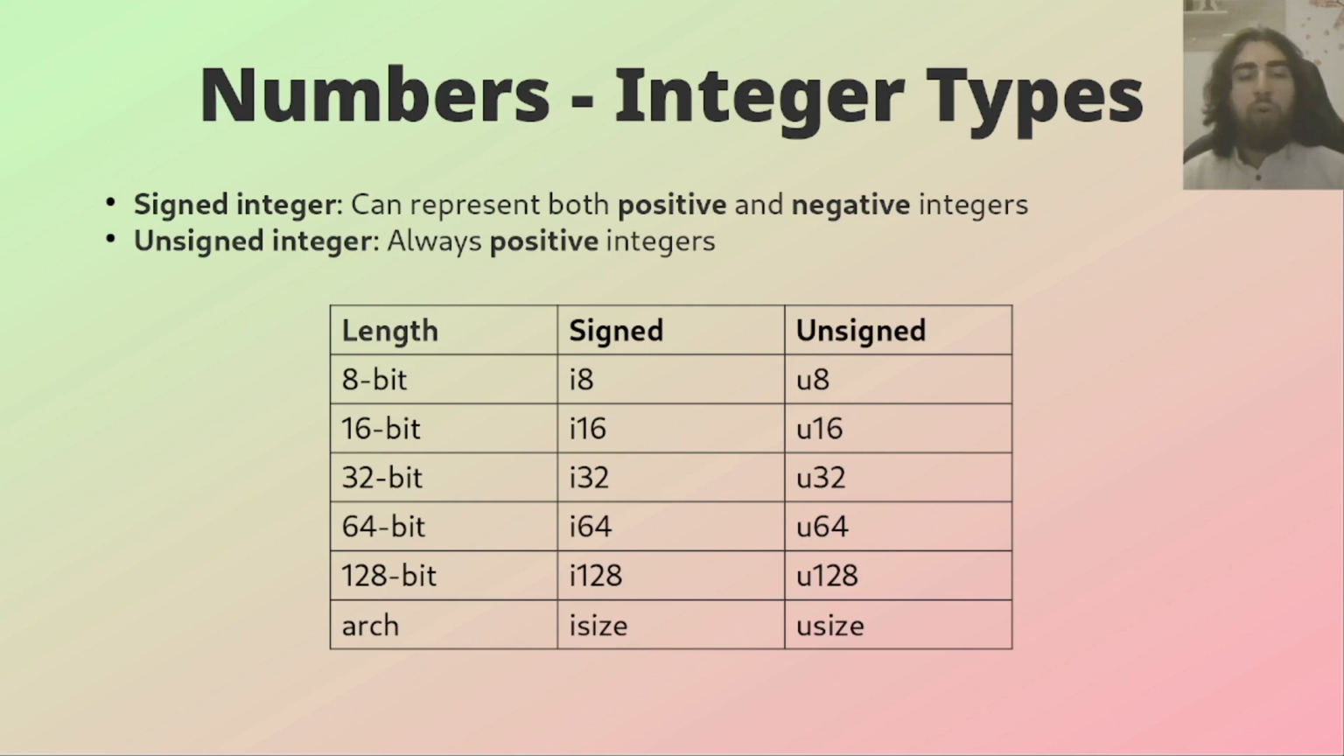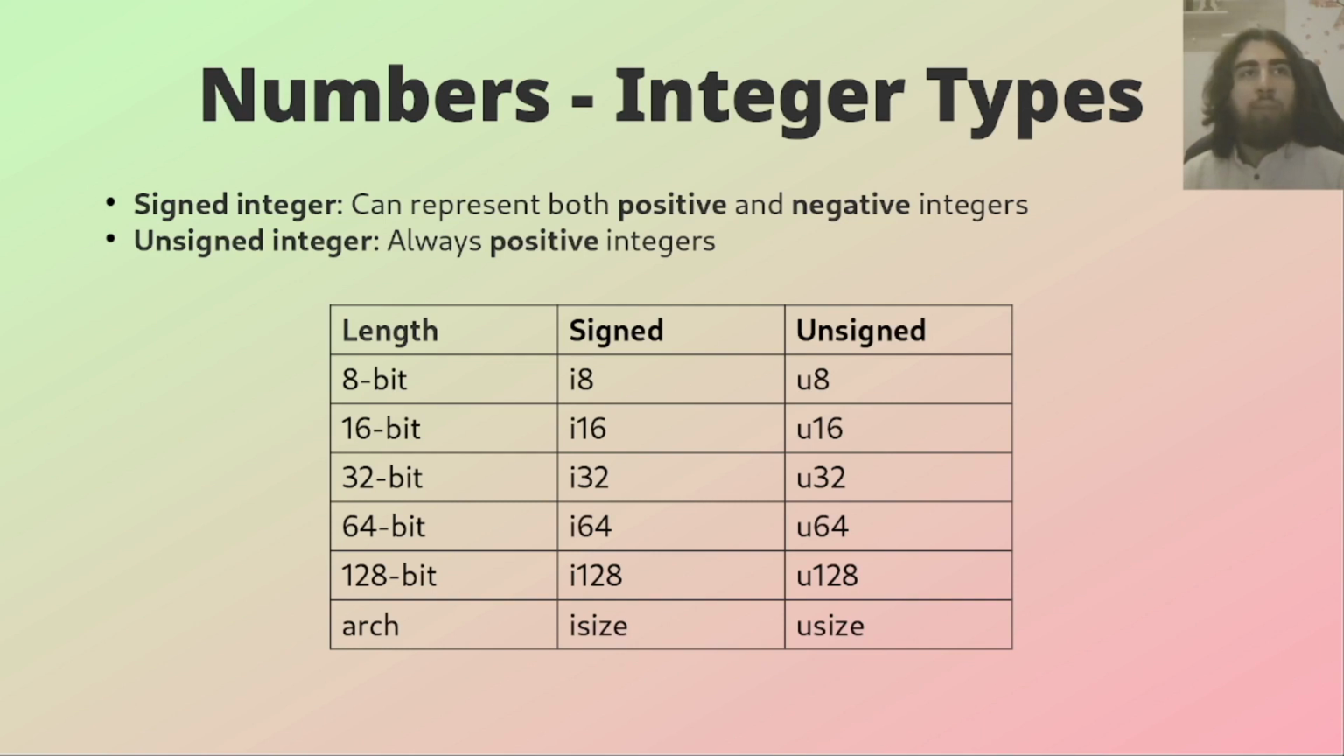Now integers can come in different lengths. So there can be 8-bit integers, 16-bit, 32, up until 128 bits. Each length over here has two distinct types, one for signed and one for unsigned. So for example, if we have a variable which holds an unsigned 8-bit integer, we would type annotate that with the type u8. Or for example, if we have a signed 64-bit integer, we would annotate it as i64.